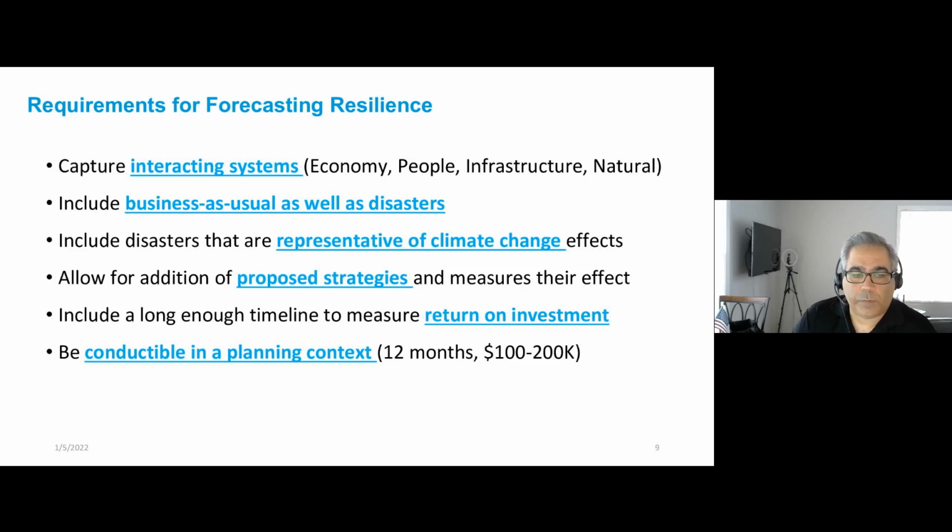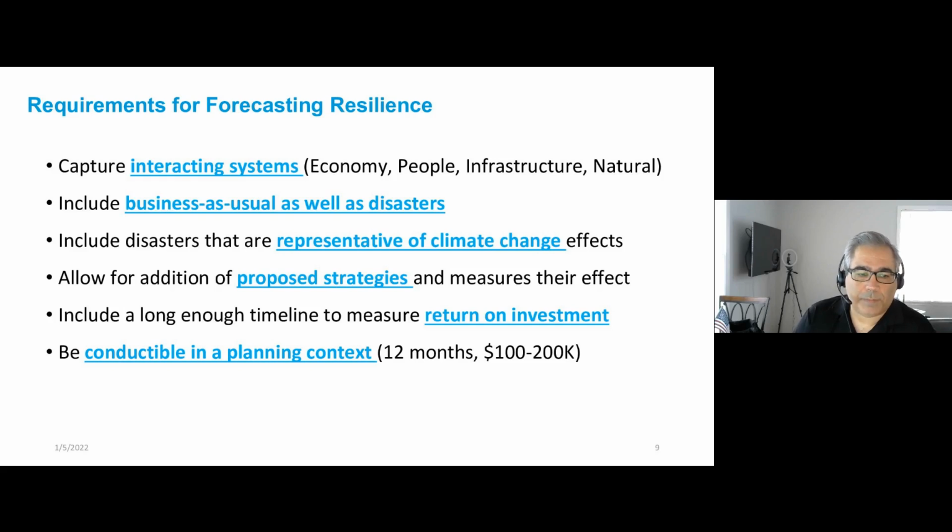And the fourth one, let's allow for addition of proposed strategies. So this might be one of the best parts of the tool. If you're planning on elevating a seawall or adding some other adaptation or mitigation measure, you can do so within the tool and see what the effective benefits and costs will be. Next, include a long enough timeline to measure return on investment. So we typically do these things over what we call a planning timeline, which is a 30 to 40 year timeline. So we're going from present day out to 2050, 2060, that kind of thing.